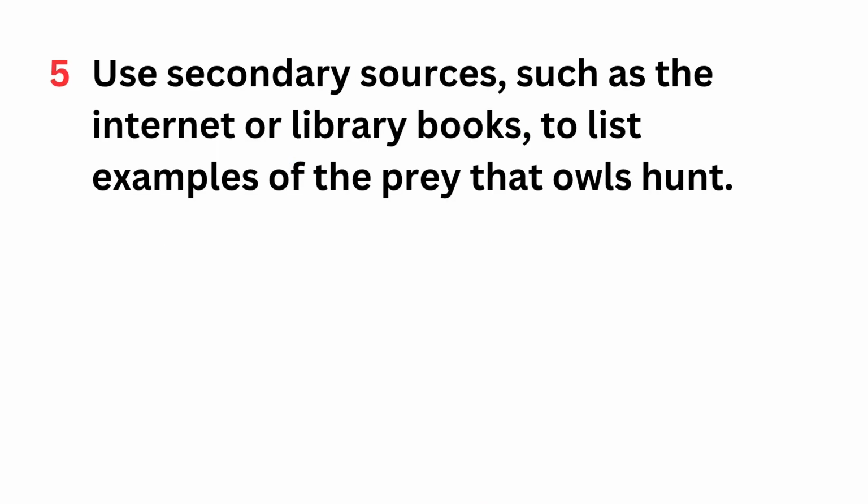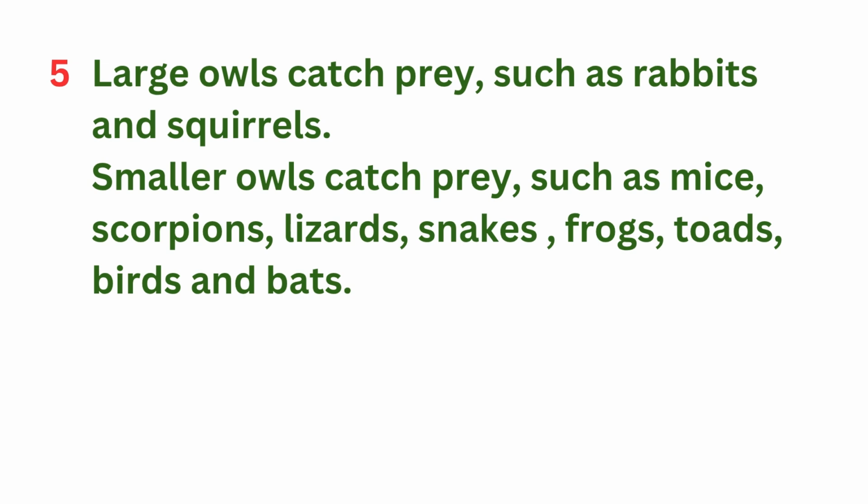Question 5. Use secondary sources such as the internet or library books to list examples of the prey that owls hunt. Large owls catch prey such as rabbits and squirrels. Smaller owls catch prey such as mice, scorpions, lizards, snakes, frogs, toads, birds, and bats.